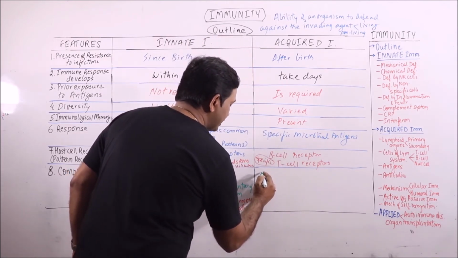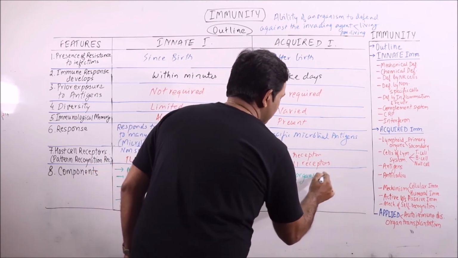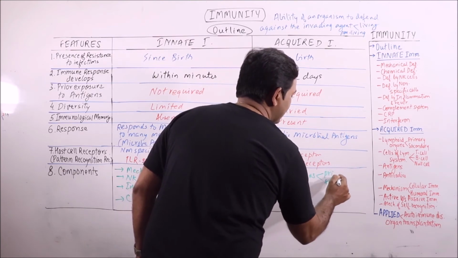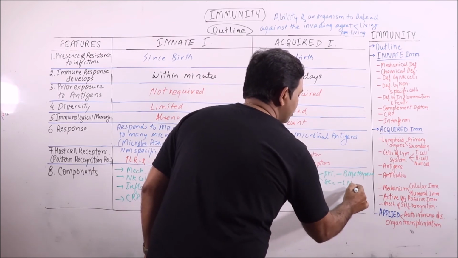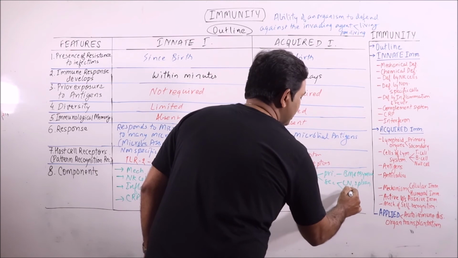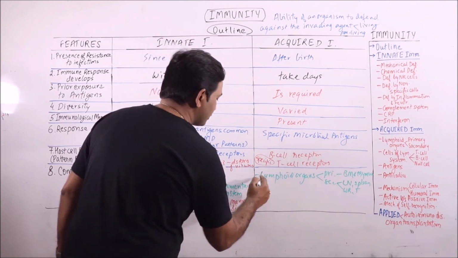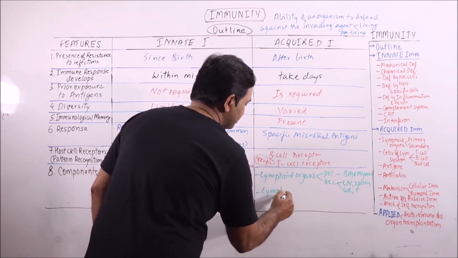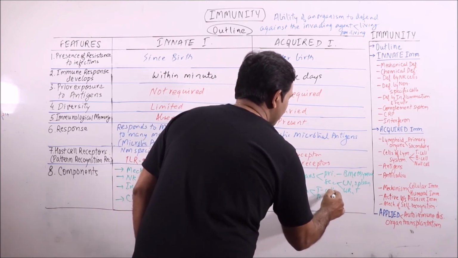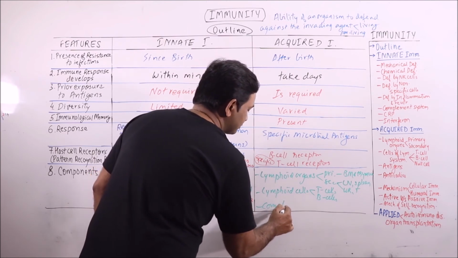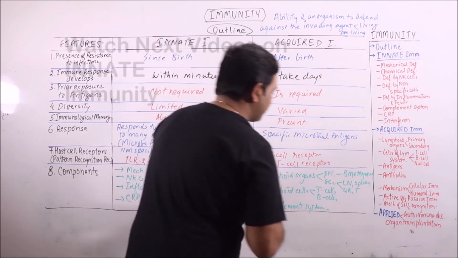Now, the components of acquired immunity are lymphoid organs, which are classified in primary and secondary. Primary include bone marrow and thymus, and the rest like lymph nodes, spleen, Waldeyer's ring, tonsils, etc. all are included in secondary lymphoid organs. Then lymphoid cells. These include T cells and B cells. And the complement system, classical pathway only.